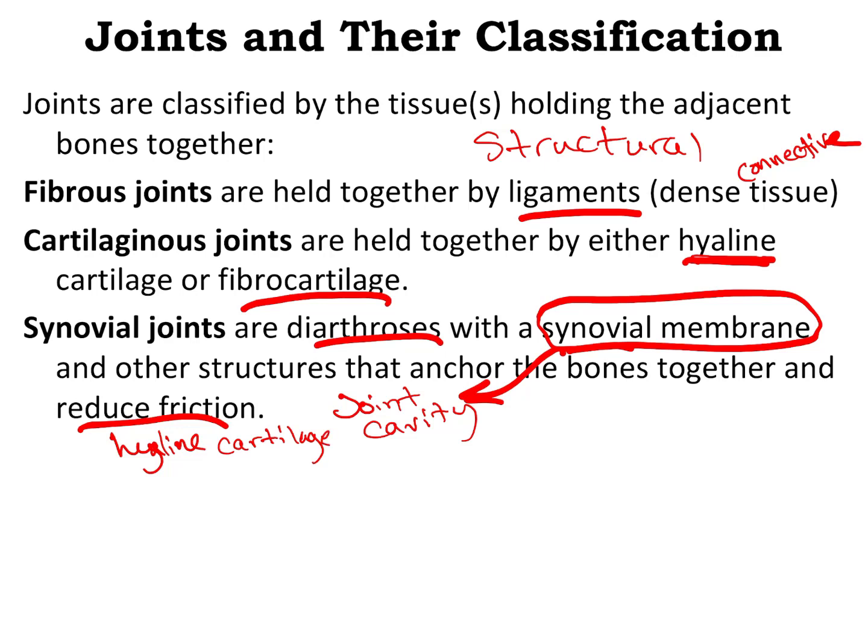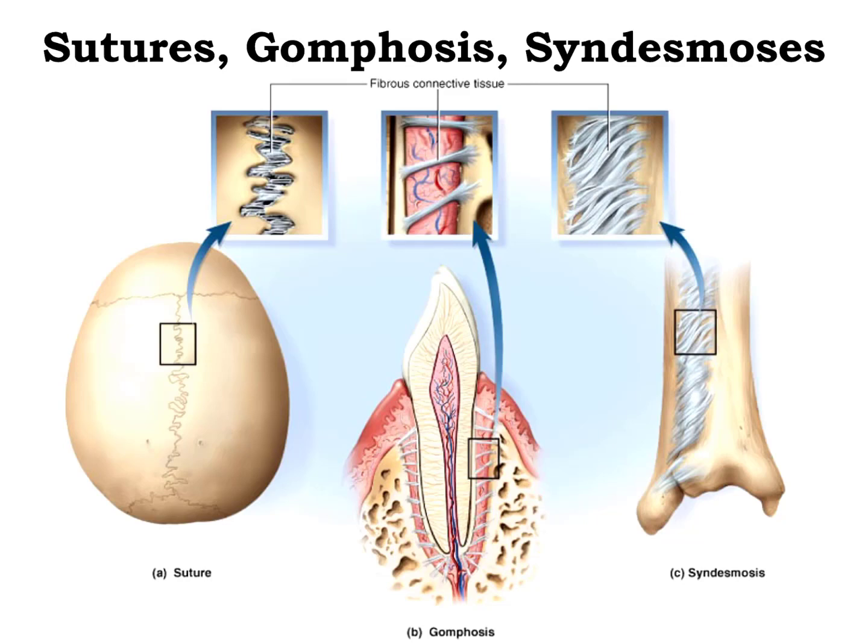So what differentiates a cartilaginous from a synovial joint is the joint cavity. They both may have some cartilage, but the one that has the joint cavity is the synovial joint. So you have sutures, gomphosis, and syndesmosis that we were showing you earlier.